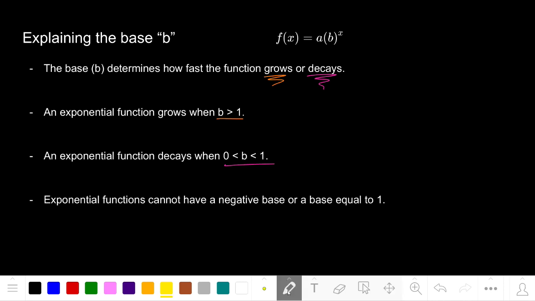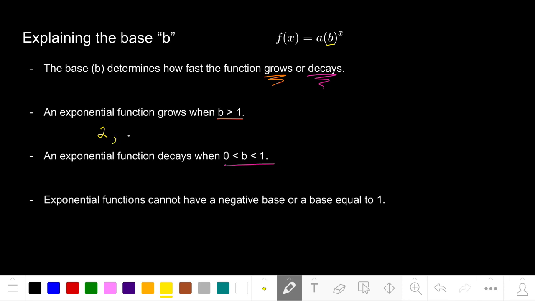Possibly the most important aspect of exponential functions is the base, b. The base, again, is the number that's being raised to the exponent. The base b determines how fast the function grows or decays. An exponential function grows when b is greater than 1. Any real number greater than 1. So, for instance, 2. 2 is greater than 1. That would mean your function is doubling every time you go up by 1 in the input.